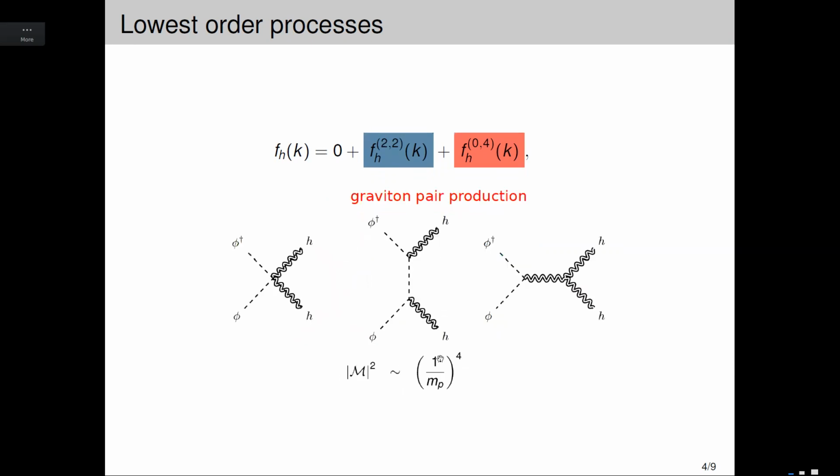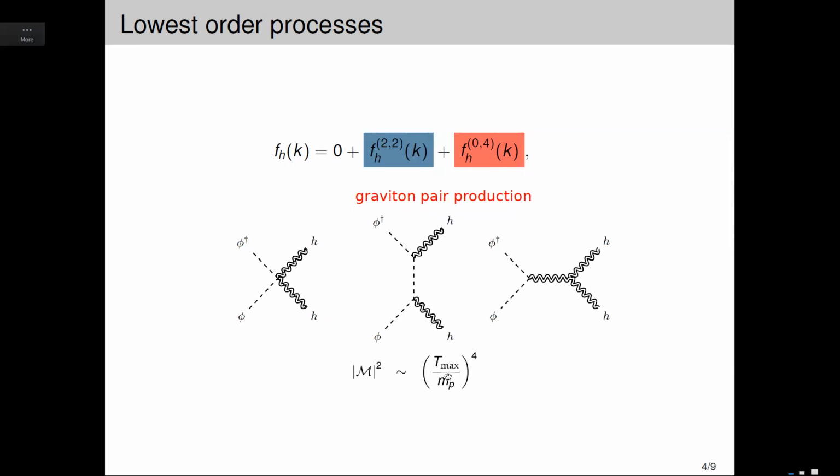The second lowest order contribution is coming from graviton pair production processes. And here you see some examples. The matrix element squared in this scenario is proportional to Tmax over m Planck to the power of 4. And hence we call this FH04 because you have 0 powers of lambda and 4 powers of Tmax over m Planck. All right, so these are the 2 lowest order contributions.